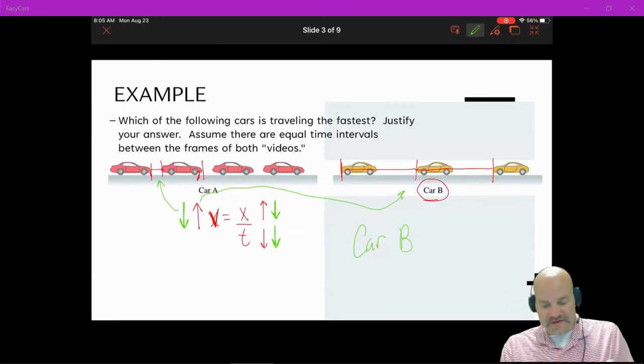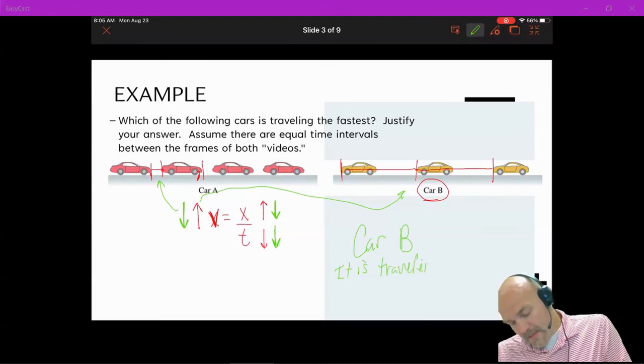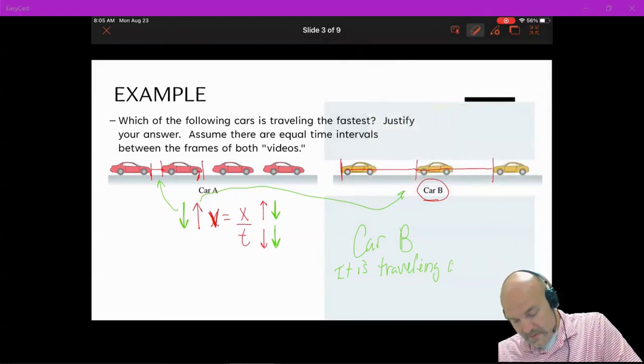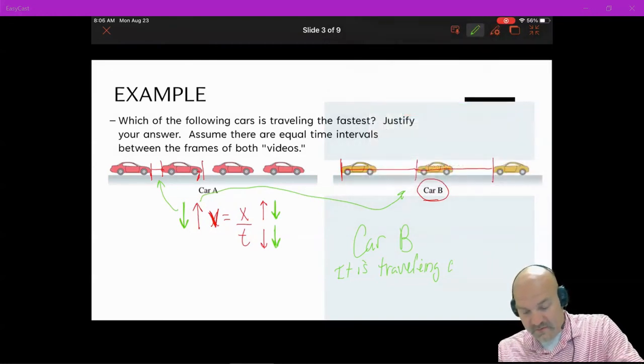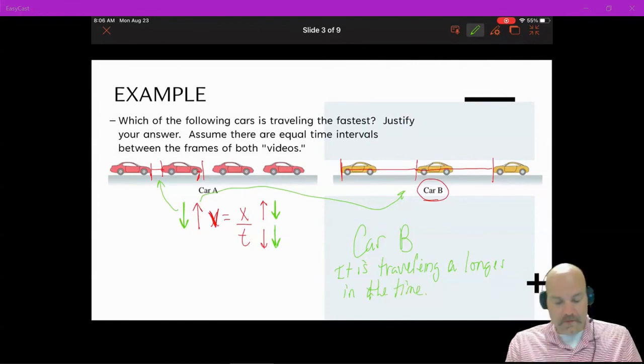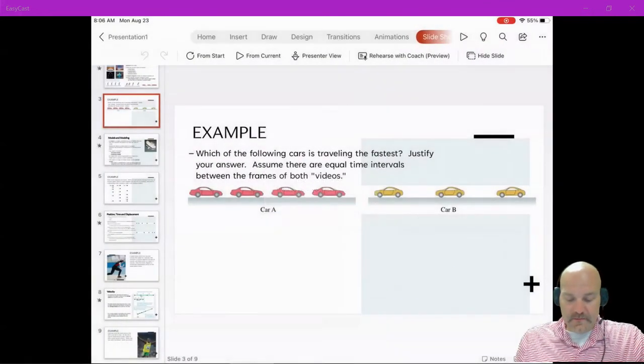So car B is traveling the fastest. Why? Again, our justification. It is traveling a shorter distance, or not shorter distance, I apologize, that should be a longer distance. So it's traveling a longer distance in the same time. Okay, so that's the start of talking about motion diagrams.